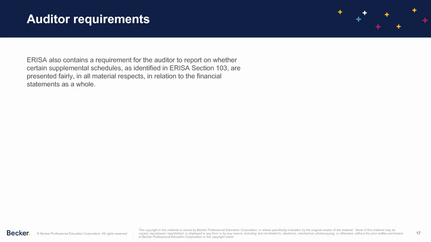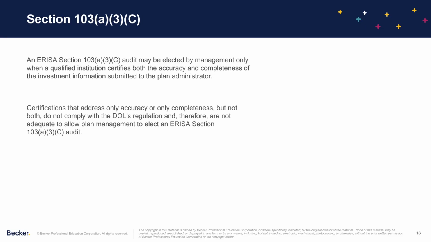So Section 103(a)(3)(C), and I can't come up with a better way to call it. I've thought a lot about it. Saying "formerly known as limited scope" is going to continue that terminology, and since we want to move away from that terminology, I'm just going to use the ERISA section information. It is elected by management only, and this is the key, when a qualified institution certifies the accuracy and completeness of the investment information submitted to the plan administrator.